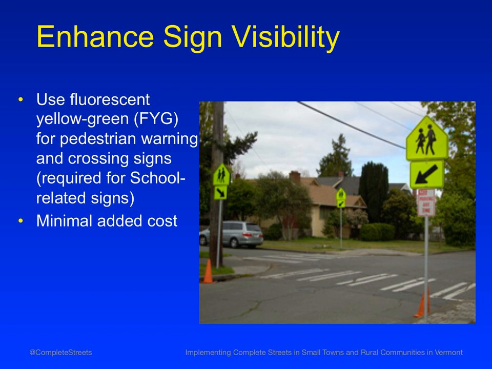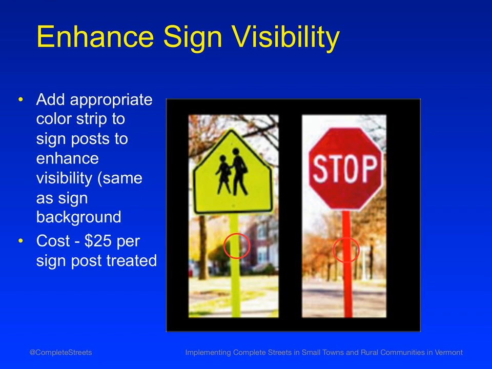As far as signs go, just using the fluorescent yellow-green background, which is what the signs in this picture show. That's a requirement for school signs, which these ones happen to be, but it can be used for other bike and pedestrian warning signs. There's no added cost to changing the background color of the signs, and it helps to make them more visible. There's some other things you can do around signs, like adding the same color as the sign background as a strip on the sign post, just to enhance their visibility.